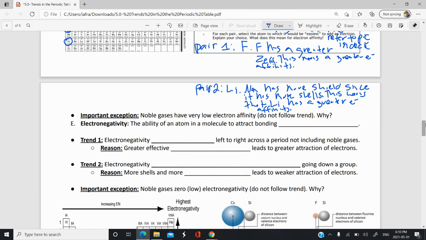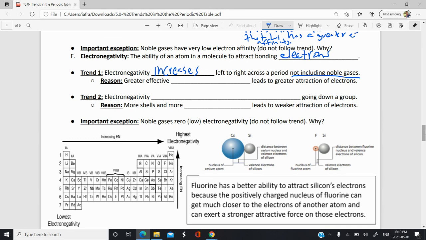Electronegativity is the ability of an atom in a molecule to attract bonding electrons. Electronegativity generally increases from left to right across a period, and that does not generally include noble gases. There are exceptions, but for the most part, not really noble gases, just because they already have a full valence shell. The reason that it increases from left to right is because there's a greater effective nuclear charge, which leads to a stronger attraction of the electrons in a bond.